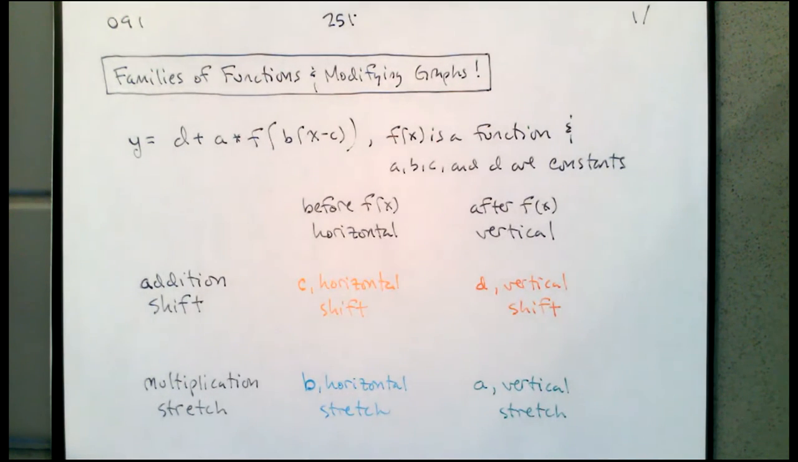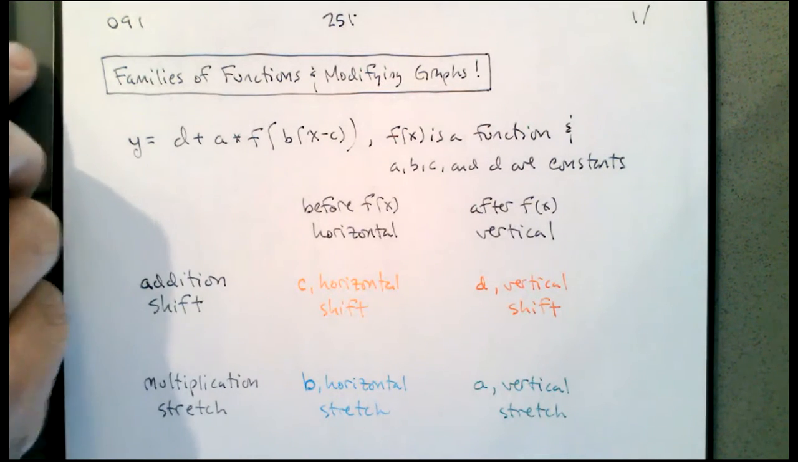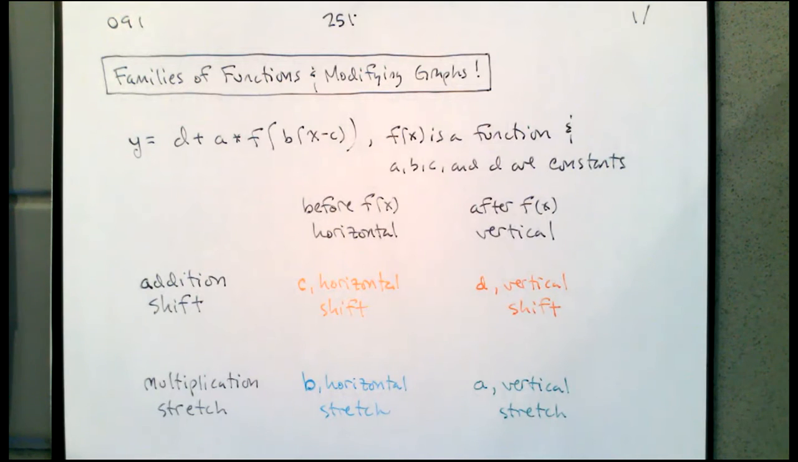Now, each of these modifications is addition or multiplication. And we saw last week with the function e to the minus x squared that addition produces a shift, either a horizontal or vertical shift, depending on whether the addition happens before or after the function is applied. So operations that are applied before the function are horizontal changes. We're changing the inputs, so we're going to change horizontally what happens to the graph.